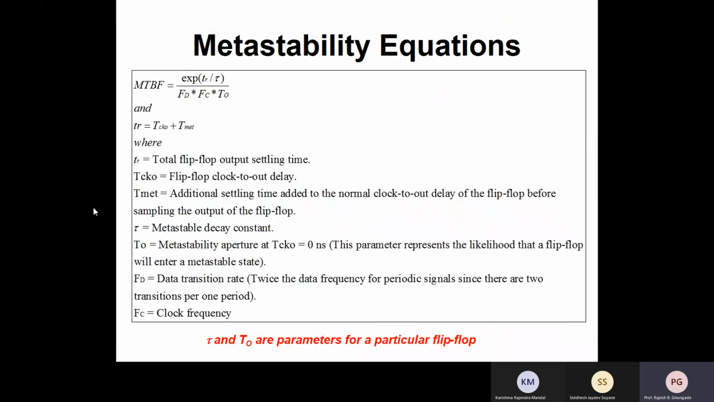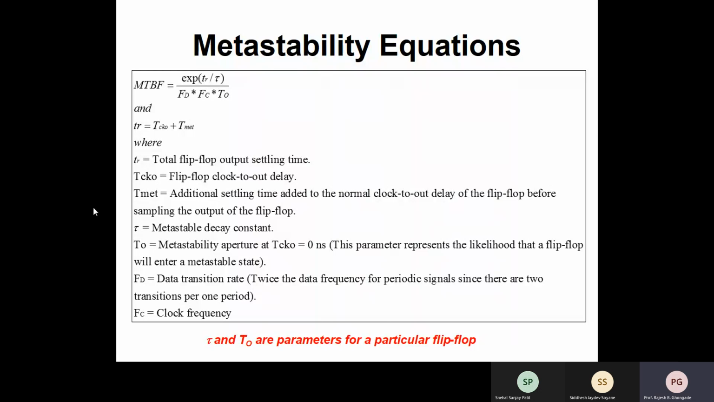So MTBF is e to the power TR by tau divided by FD into FC into T0. And TR is TCKO plus Tmet. We already know these terms as metastability delay. TR is the total flip-flop output settling time. TCKO is the flip-flop clock to out delay. Tmet is the additional settling time required for the flip-flop to go from metastable state to stable state. Tau is called the metastable decay constant. T naught is the metastability aperture.